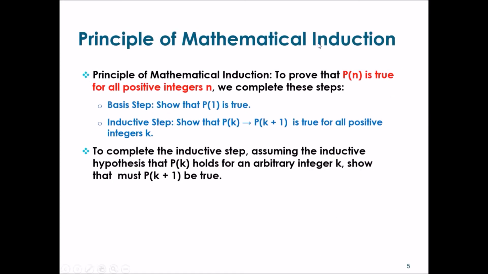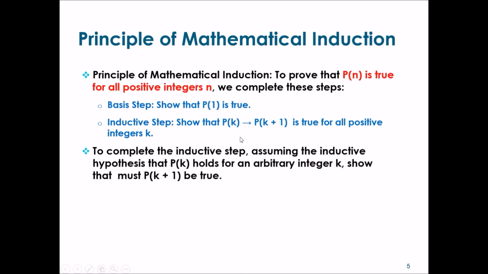So here is the mathematical form of the principle of mathematical induction. The principle of mathematical induction states that in order to prove that Pn is true for all positive integers n, we have to follow these two steps. First step, basis step. In this step we show that P1 is true, that the statement is true for n is equal to 1. The second step is called the inductive step. That is, if Pk is true, then Pk plus 1 is true. That is, we can prove the statement is true for n is equal to k plus 1 whenever it is true for n is equal to k.